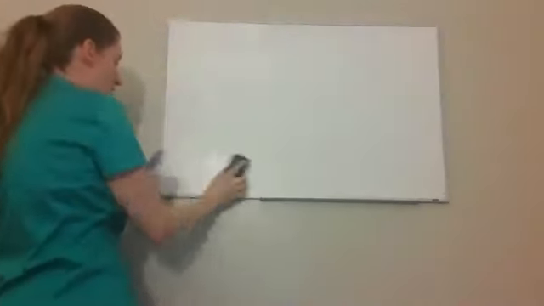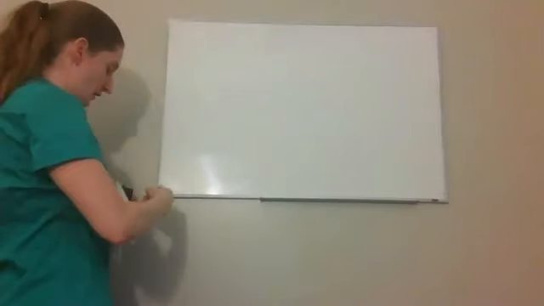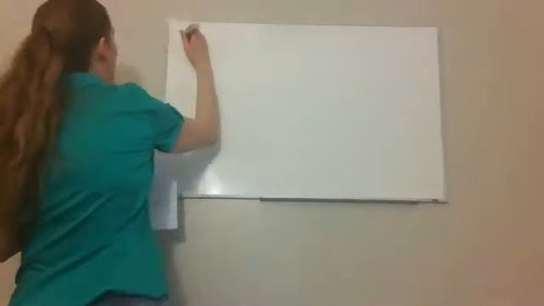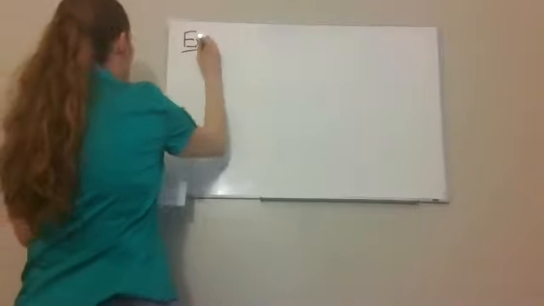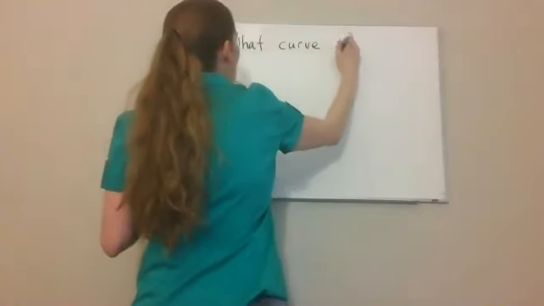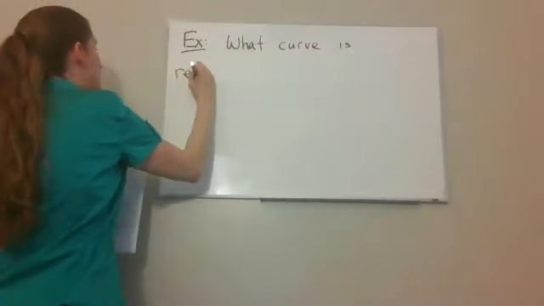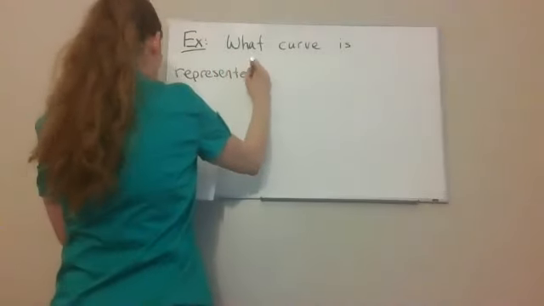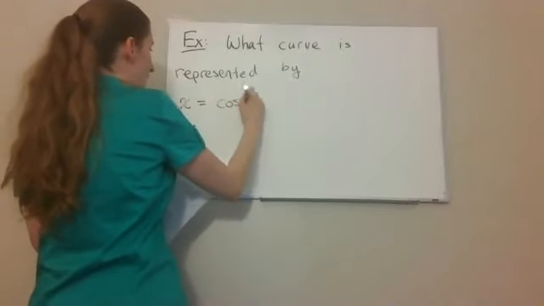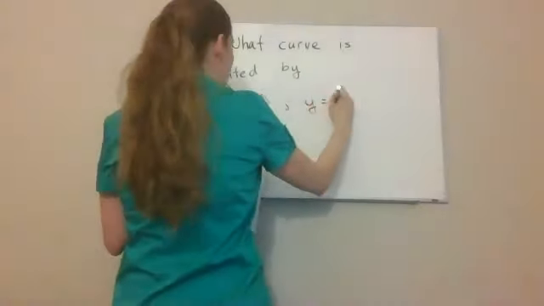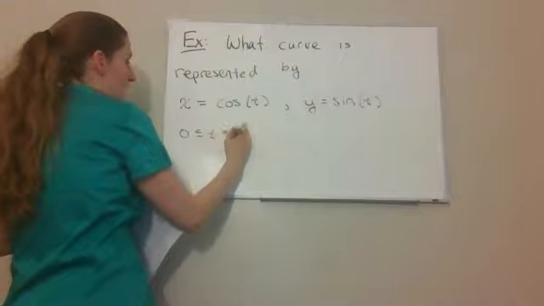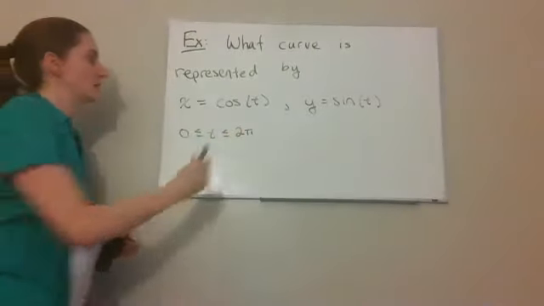So sometimes we actually restrict the values for our parameter. Let me do an example of that. So what curve is represented by x equals cosine of t, y equals sine of t, with t being between 0 and 2 pi?